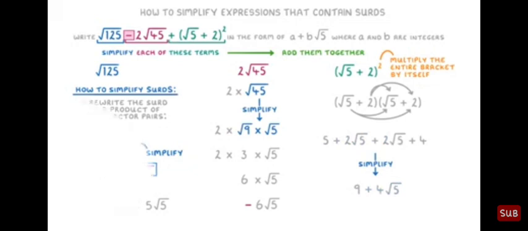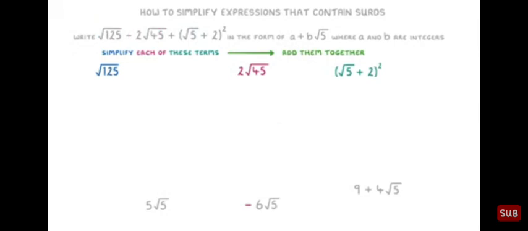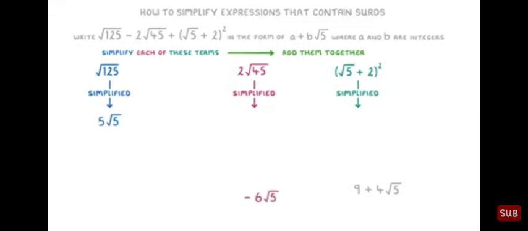So if we now rub out all of our workings, we can see that we've got the simplified form of all three of the terms in the question. 5 root 5 for the root 125 term, minus 6 root 5 for the minus 2 root 45 term, and lastly 9 plus 4 root 5 for the root 5 plus 2 all squared term.